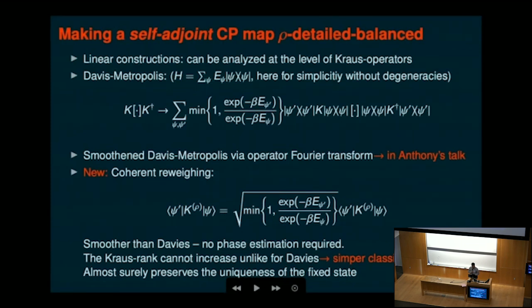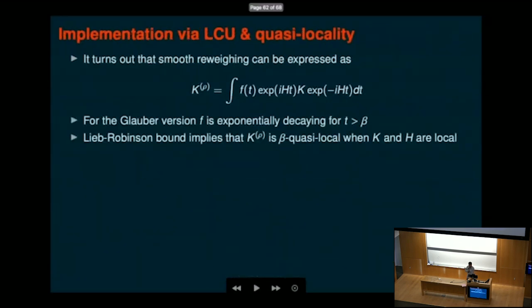One other nice property of this construction is that it almost surely preserves the uniqueness of the fixed point. It's a very mathematical statement. If the exploratory process had a unique fixed point, then most likely you will have a unique fixed point also after you apply this rule.